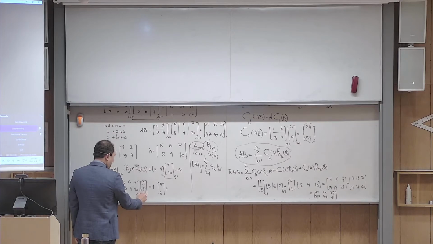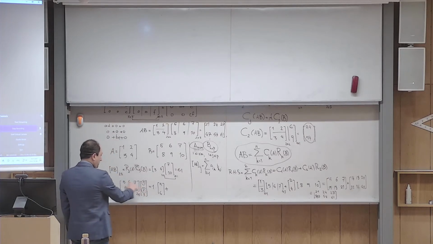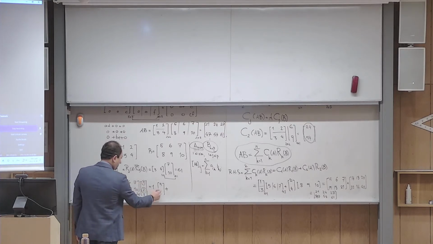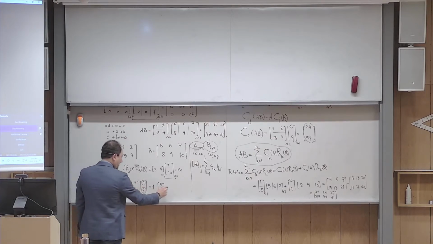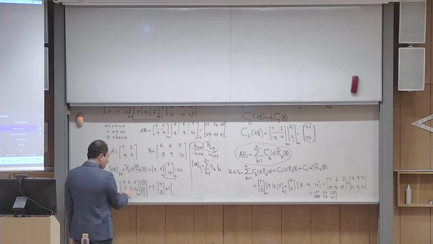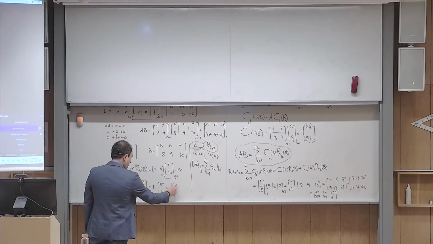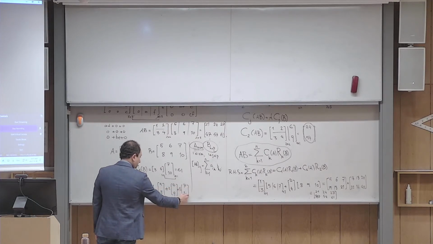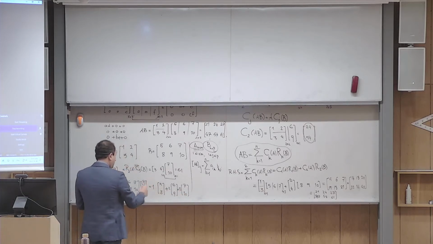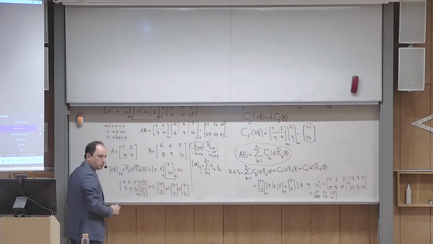So let me write 1, 2, and 3. I will take the first one and multiply it by the first column, which I wrote wrong again, and then plus I take the second one and multiply it by the second column, and then I take the third one and multiply it by the third column. If I calculate this sum, it would be exactly equal to calculating it in the normal way.